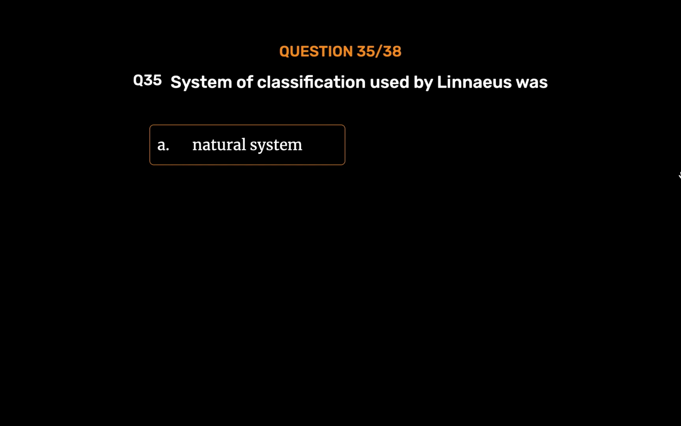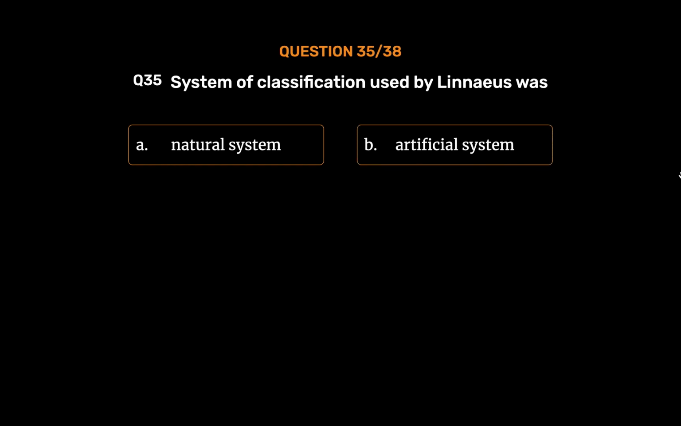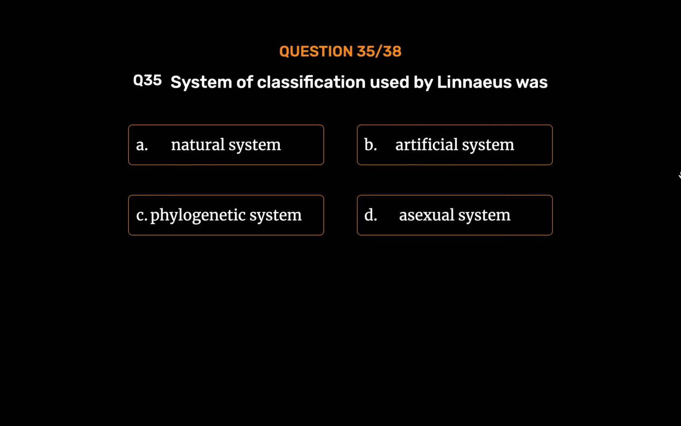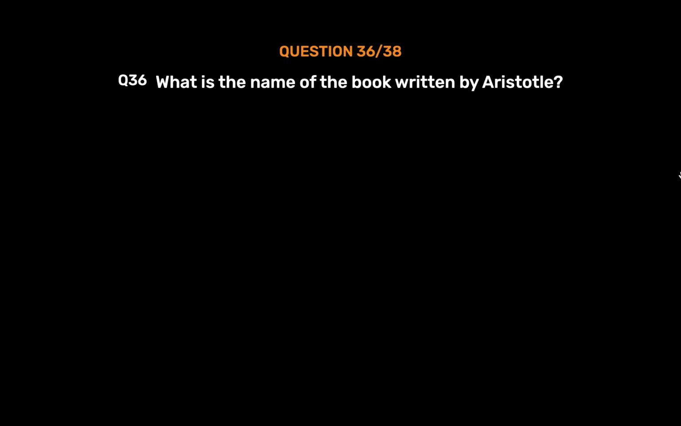Question number 35. System of classification used by Linnaeus was Option A. Natural system. Option B. Artificial system. Option C. Phylogenetic system. Option D. Asexual system. The correct answer is Option B. Artificial system.